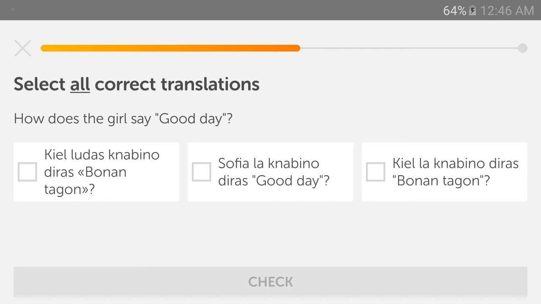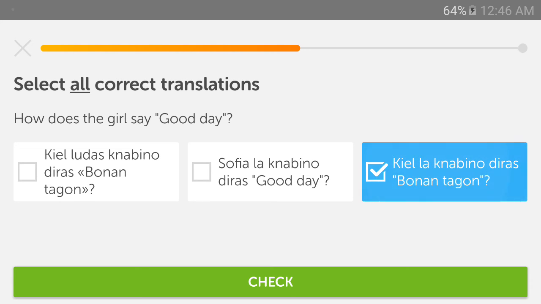Kiel means how. That would get into another section of Esperanto, which is very complex, it's very hard to explain. But how is kiel? Does the girl say good day? Sofia la knabino diras. No, that's actually literally saying someone says good day. Kiel la knabino diras bonan tagon. Diras means diri is to say. There's a difference between paroli, which is to speak, and diri, which is to say. So how, in what way, really, is what this kiel means. What way the girl says good day. Bonan tagon.